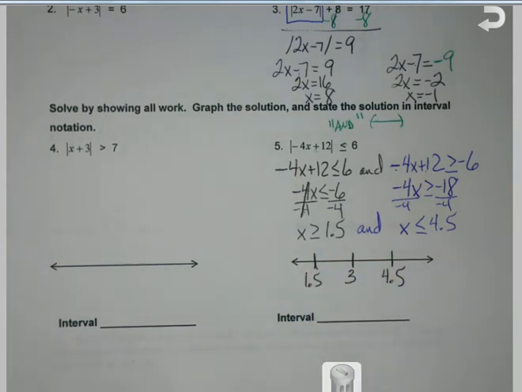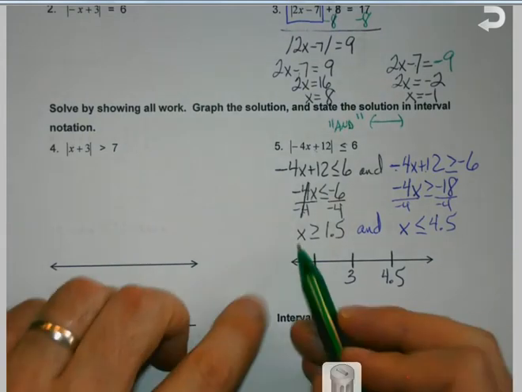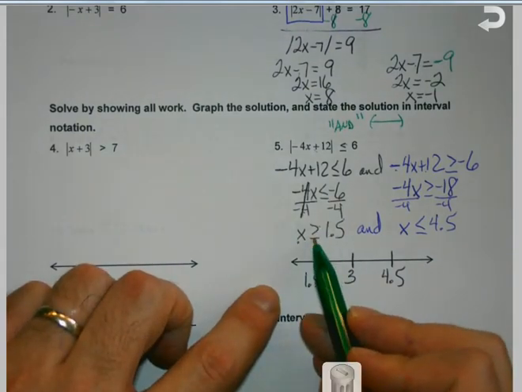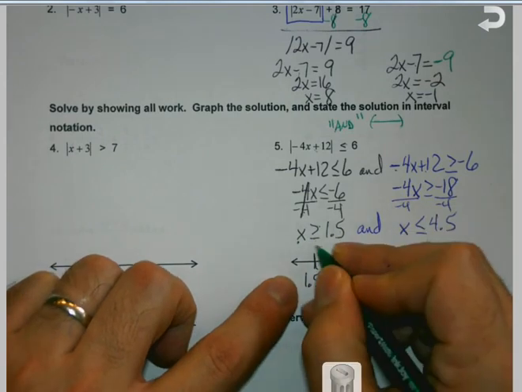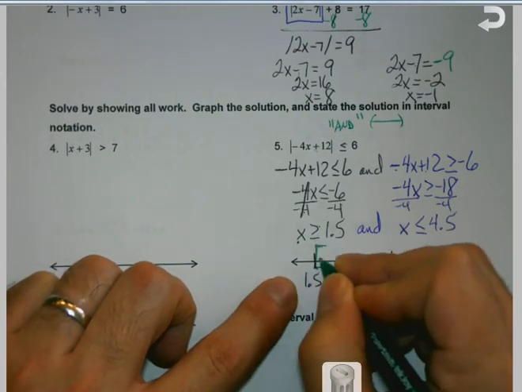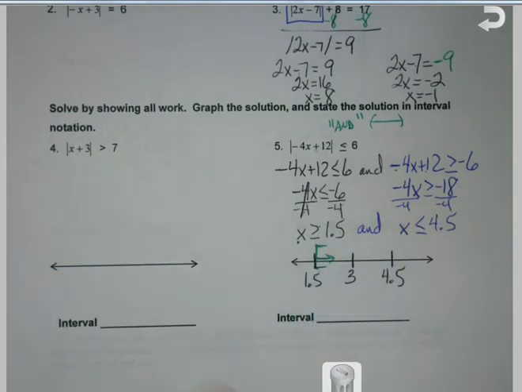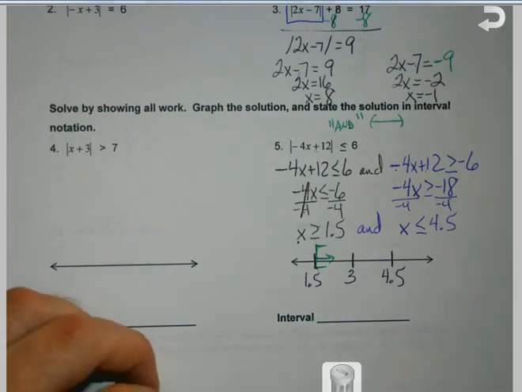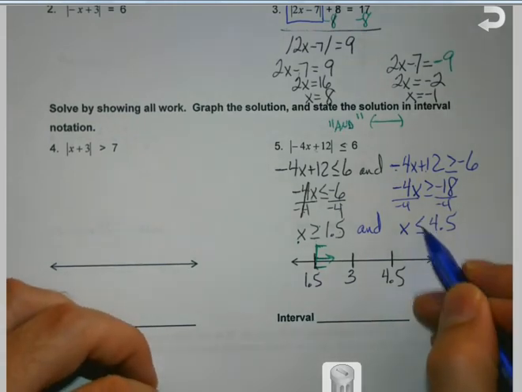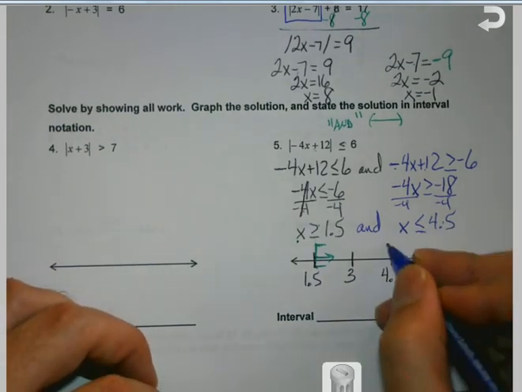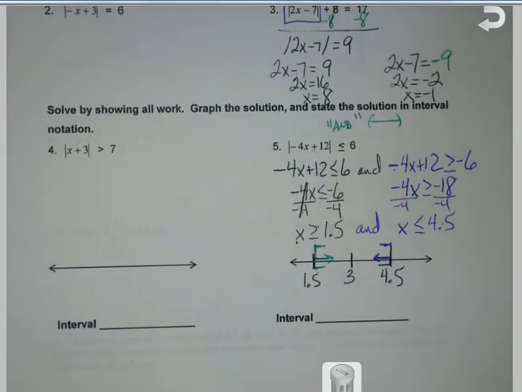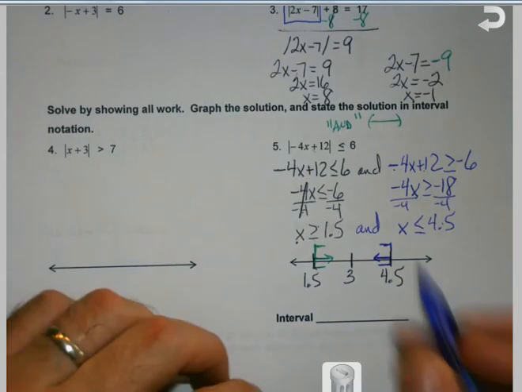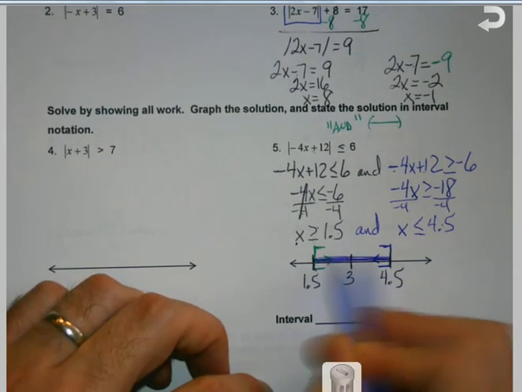So let's see if this worked. X is greater than or equal to, arrow eating x, greater than or equal to 1.5, which means it's going to the right. I'm like, okay, that's okay. Then x is also less than or equal to 4.5, which means we're going to the left. Hey, nice. Okay. They're going to come together in the middle, which is what I thought they would.